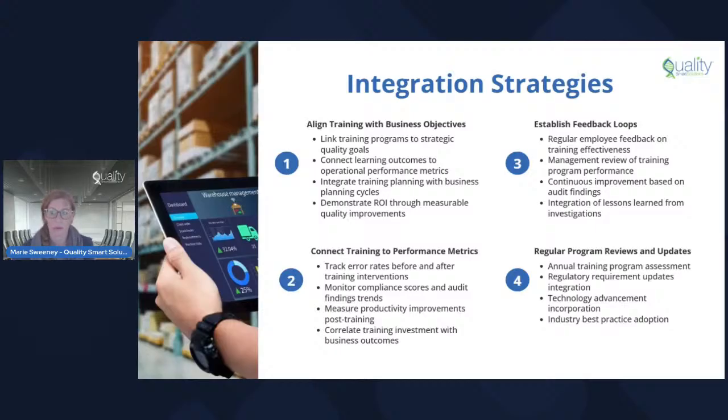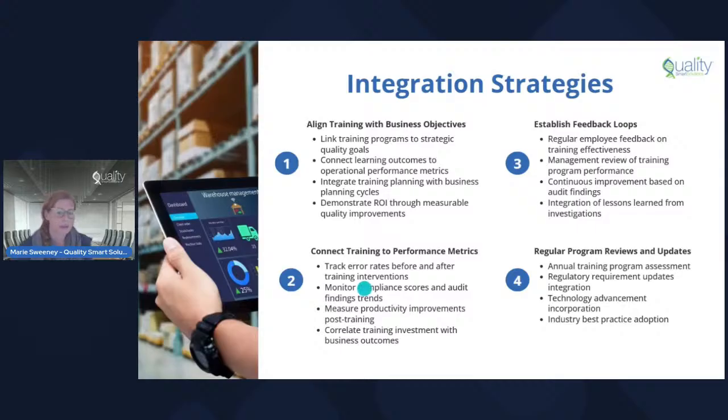Next would be establish feedback loops, so regular employee feedback on training effectiveness, management review of training program performance, continuous improvement based on audit findings, so you're continually striving to be better than before, and then integration of lessons learned from any investigations. And then number 4 are regular program reviews and updates. So annual training program assessment, regulatory requirement updates as they come online, technology advancement incorporation, if you're transferring from a paper system to actually having a computer system where you can track things, and then industry best practice adaptation.